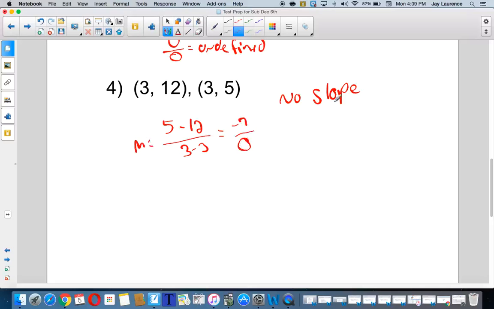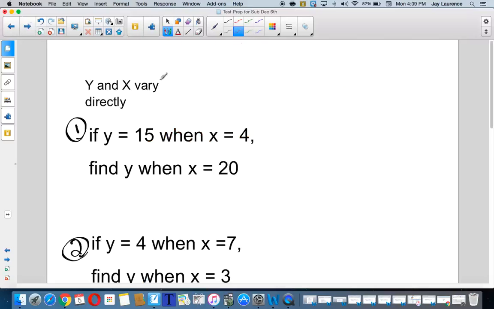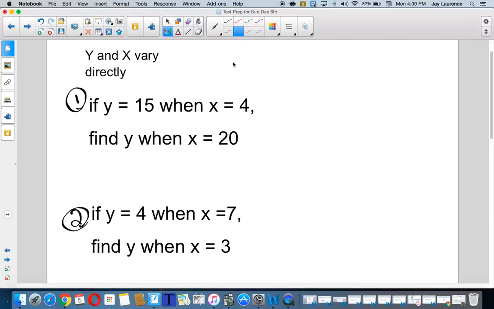All right, so calculating slope is an important thing. Now, the next thing is direct variation. So y and x vary directly for all the problems below. I'm going to walk through number 1 with you just like we did. Okay, and here we go. So remember, I'm going to use the equation y equals kx. And I'm going to use the equation twice. First, I'm going to use it here.